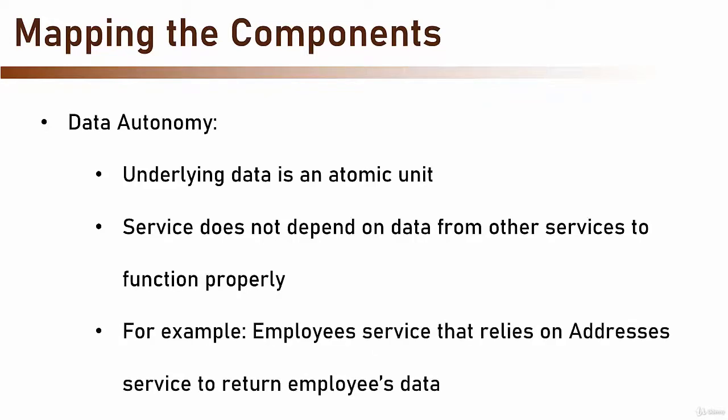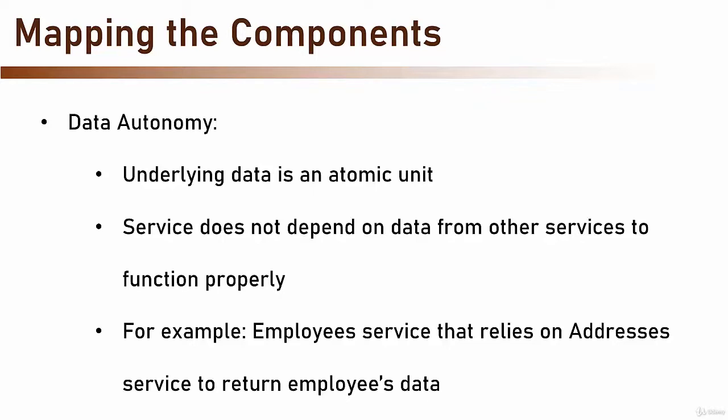For example, say we have an employee's service that relies on an address's service to return the employee's data. Every request to the employee's service results in a request to the address's service to retrieve the employee's address. In this example, the employee's service has no life of its own. It always relies on another service, in this case the address's service, to function properly. This is a major sign that our architecture is not optimized. The right thing to do in this case is to include the address's data in the employee's service.